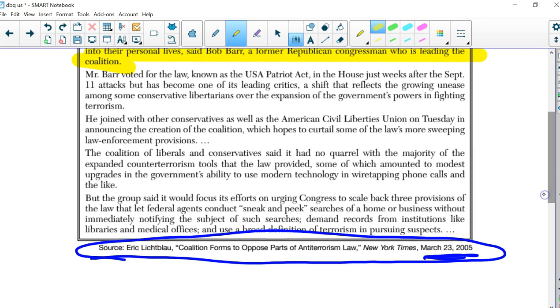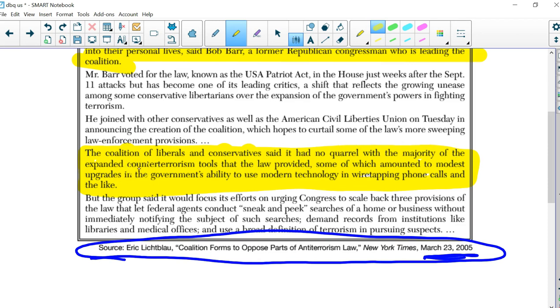The coalition of liberals and conservatives said it has no quarrel with the majority of the expanded counterterrorism tools that the law provided, some of which amounted to modest upgrades in the government's ability to use modern technology in wiretapping phone calls and the like. It's kind of interesting. You could use this if you were writing about Bush and the USA Patriot Act. That would be really good for your essay. Okay?